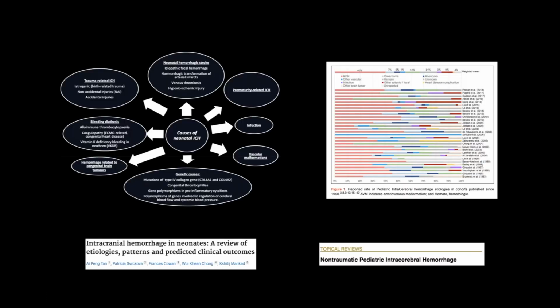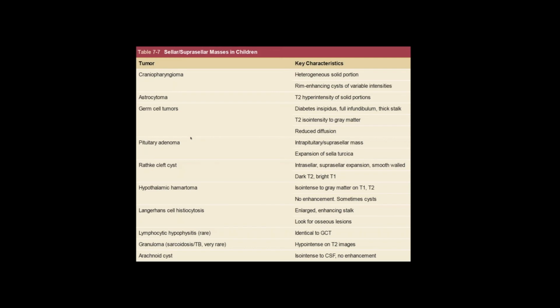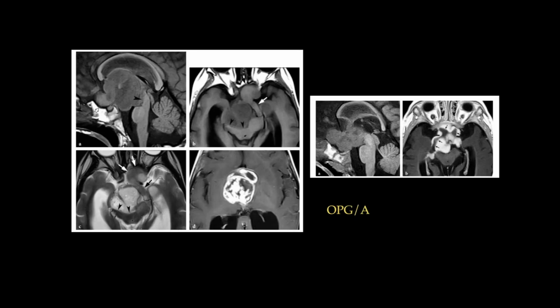So I'm thinking that the extensive parenchymal abnormalities are probably related to old ischemia or hemorrhage, considering there was no neonatal abnormality, no maternal abnormality or risk factors. The possibility of genetic disorders such as collagen vascular disorders probably needs to be evaluated. And the suprasellar lesion, these are the differentials for suprasellar or sellar masses. And based on the imaging pattern, I would think optic pathway glioma or astrocytoma are the likely differentials.